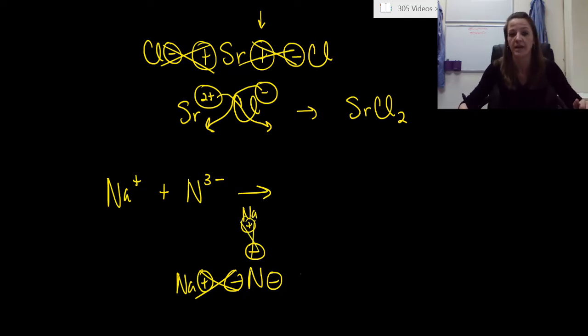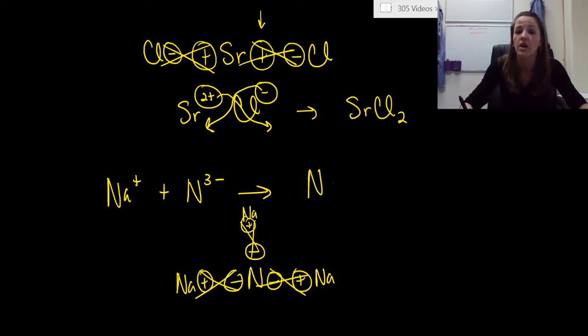Still have an additional minus, so I need 1 more sodium cation in order to cancel these out. Added that together, they all cancel out. So what I can see is that I have 1 nitrogen for every 3 sodiums. Usually you write your cation first and then your anion. So my formula here would be Na3N.